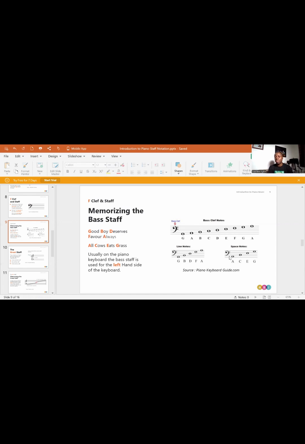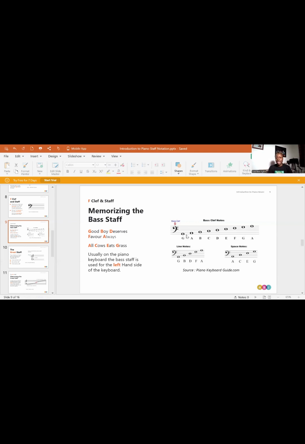So for the spaces, we have first space A, second space C, third space E, fourth space G. And this could be summarized as All Cows Eat Grass, A, C, E, G. This is the easiest way of memorizing the names of the notes on the lines and spaces of the bass staff.